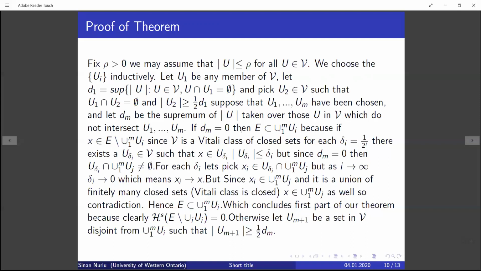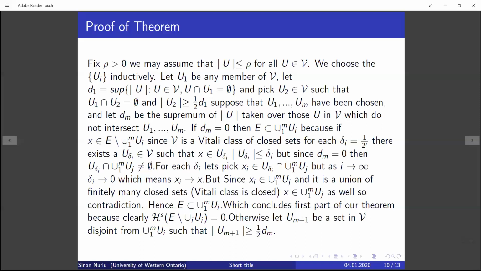Let's say we could pick m elements for our sequence, and at the mth step, the D_m is zero. So our sequence terminates at that step. But then I claim our set E is a subset of the union of U_i's. So let's prove this claim. Let's assume the converse of this statement. So let's assume there is such an X in E minus the union of U_i's.